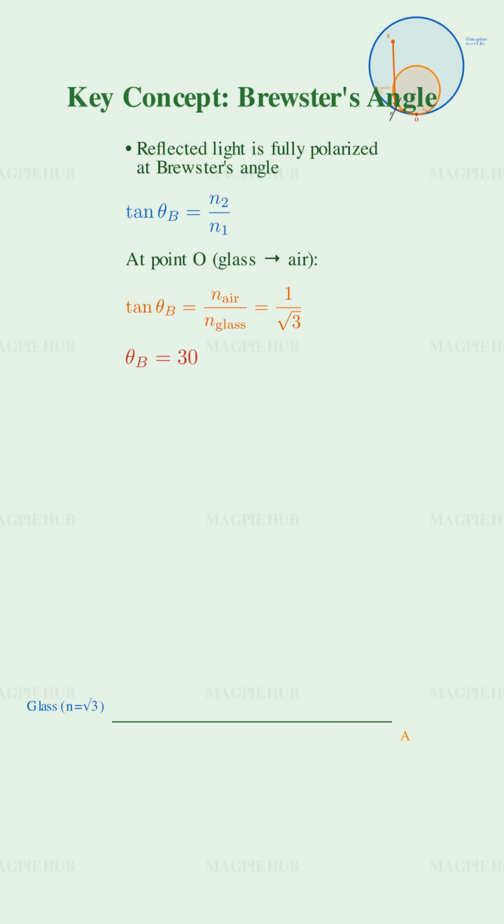At point O, light travels from glass with n equals √3 to air with n equals 1. So tangent of theta b equals n air over n glass, which is 1 over √3. This gives theta b equals 30 degrees.